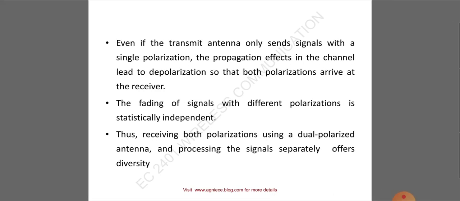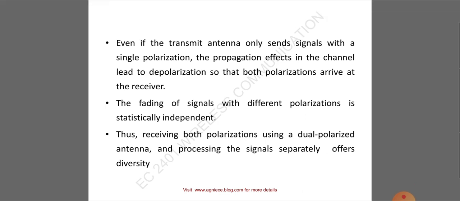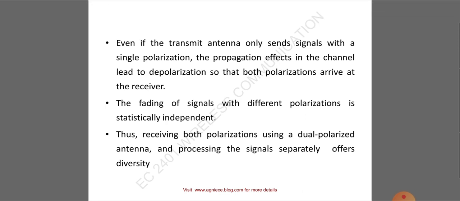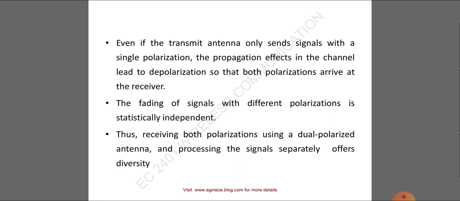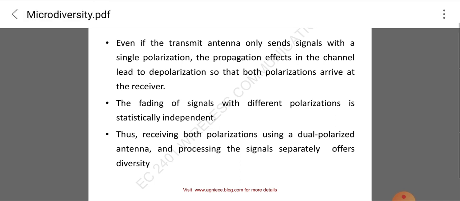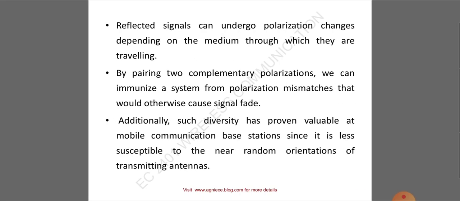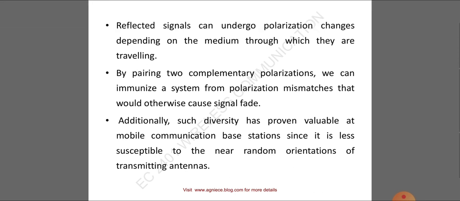Even though the transmit antenna only sends the signals with a single polarization, the propagation effects in the channel lead to depolarization so that both polarizations will arrive at the receiver. So both the polarizations are received using a dual polarized antenna, which is capable of receiving both horizontal and vertical polarizations, and the signals are processed separately to offer the diversity. By combining the two complementary polarizations, we can prevent a system from polarization mismatches.